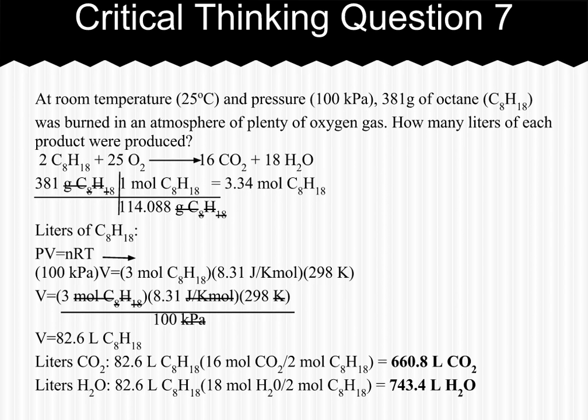So, given the grams of C8H18, we are also given the grams of C8H18 for 1 mole. It's 3.34 moles of C8H18 in the reaction. Liters of C8H18, using PV = nRT, we find that there are 82.6 liters of C8H18, or octane. And because of the ratio of liters and moles in the actual balanced equation, we can find that 82.6 times 16 moles of CO2 over 2 moles of octane is 660.8 liters of CO2.